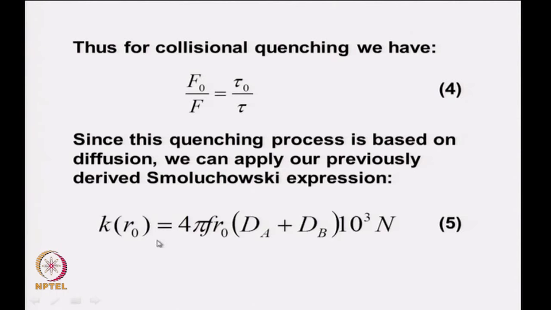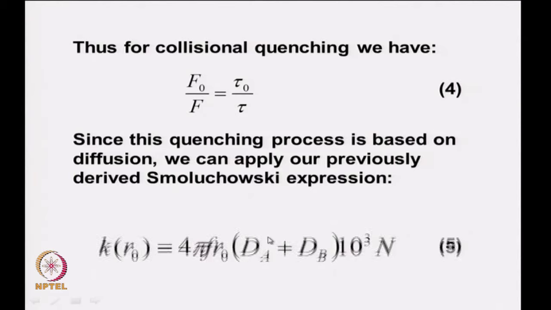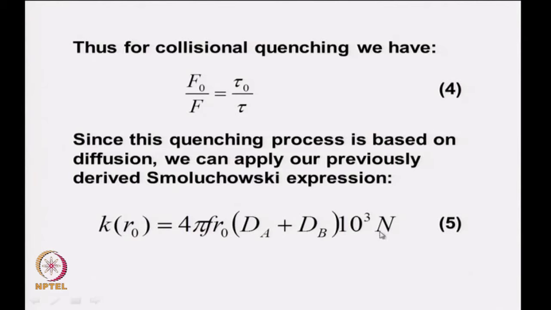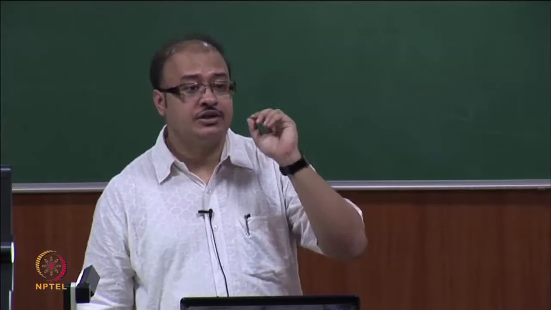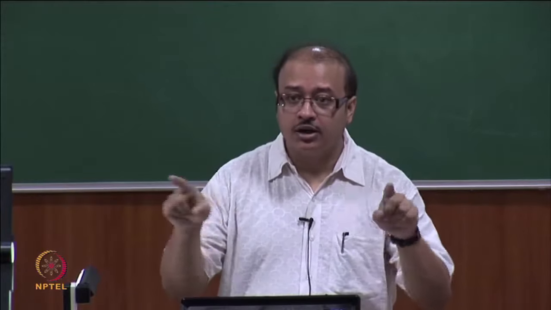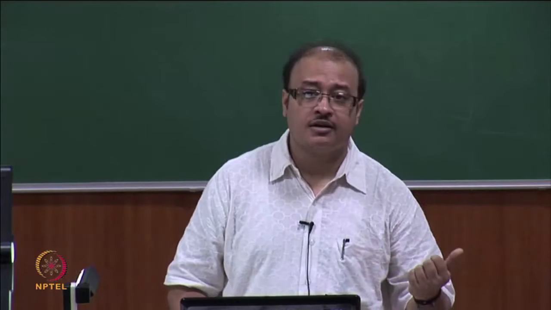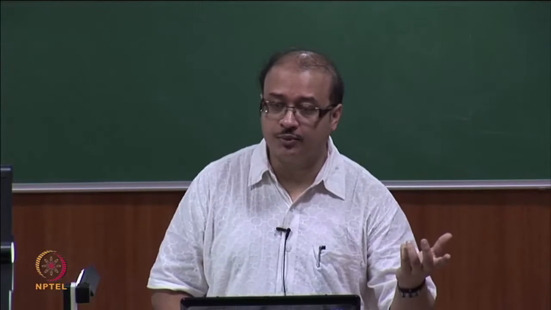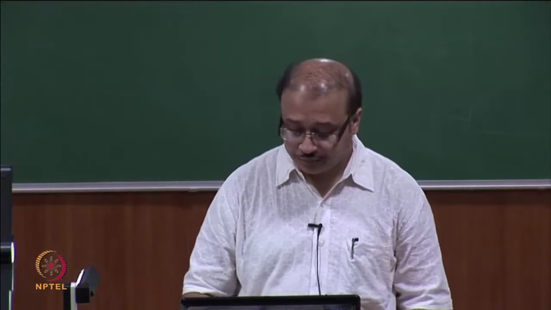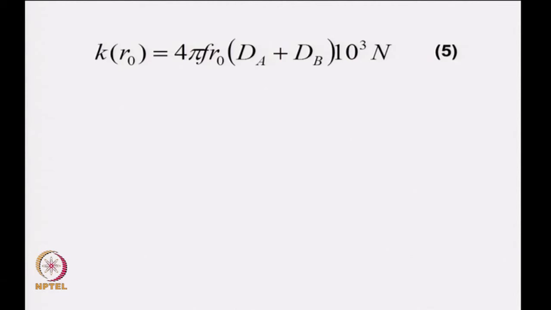So, this k R0 is equal to 4 pi f R0 (D_A plus D_B) times 10 to the power 3 times N, where N is Avogadro's number. Now, what is D_A plus D_B? Simple, if you remember D_A and D_B. D is the respective diameter and A and B are the respective diffusing species. Here, if the fluorophore is a part of the protein, then it is for the protein, and the other case is the quencher. So, we can now further write this R0 as R_A plus R_B.